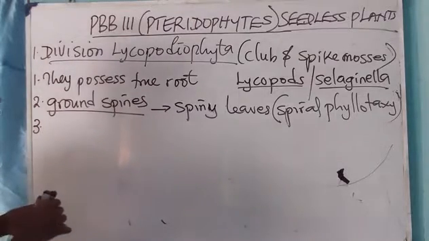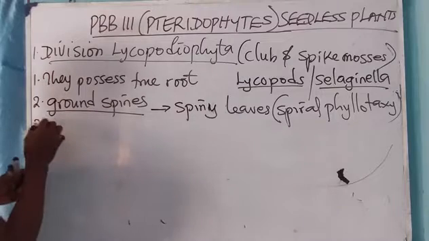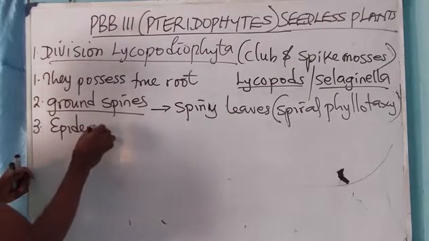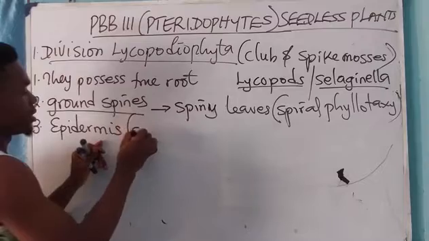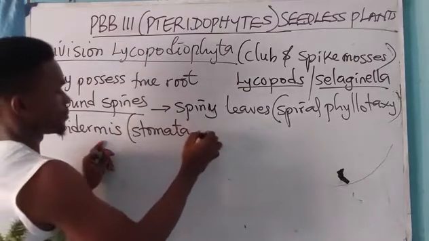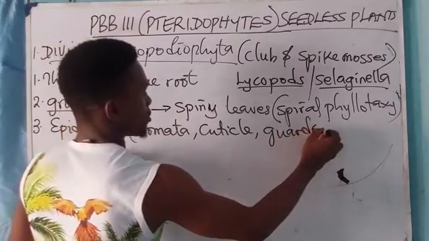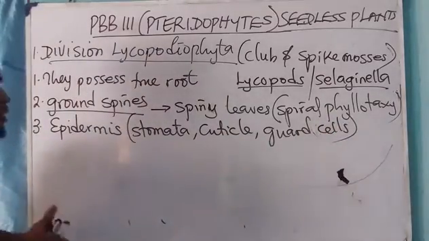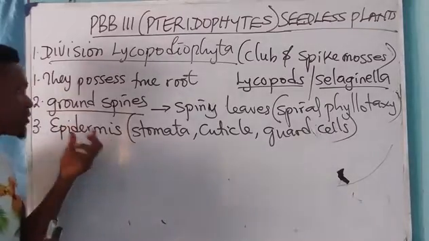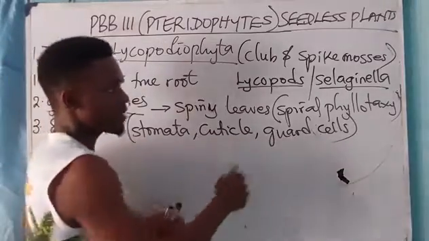Thirdly, the epidermis of these plants has the stomata, cuticle, and what? Guard cells. Normally the epidermis, which is the outermost layer of the leaf, is made up of stomata, cuticle, guard cells. And these guard cells have a lot of what?